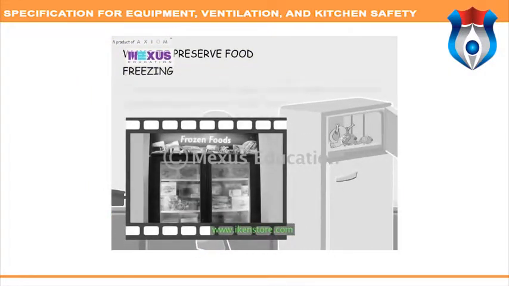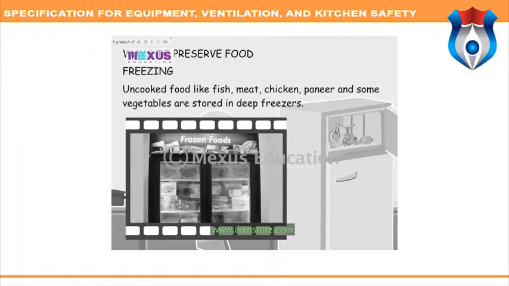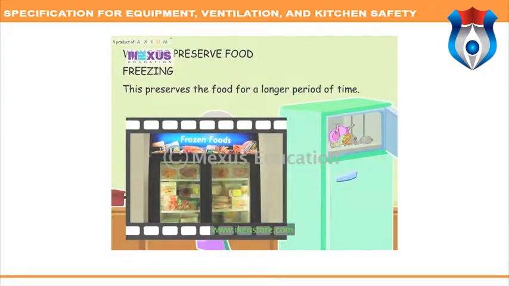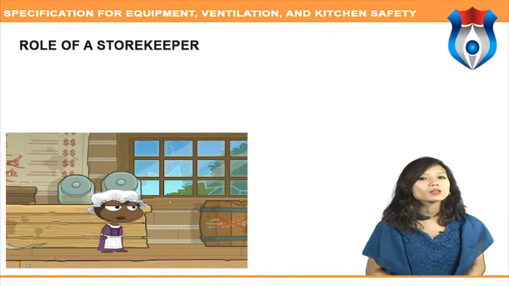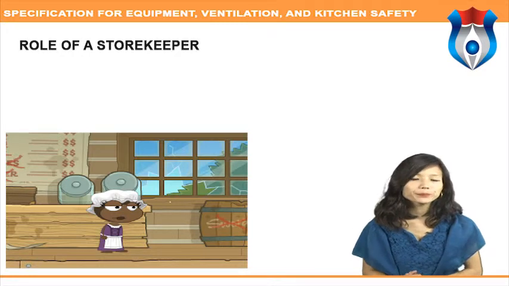Freezing. Uncooked food like fish, meat, chicken, paneer, and some vegetables are stored in deep freezers. This preserves the food for a longer period of time. Let us now discuss some of the roles of a storekeeper.